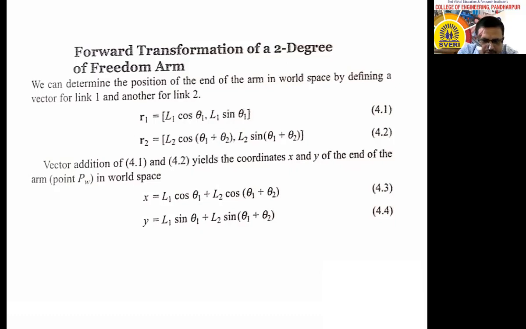Vector addition of 4.1 and 4.2 yields the coordinates x and y of the end of the arm, that is point PW in world space. Therefore, x is equal to L1 cos theta 1 plus L2 cos of theta 1 plus theta 2, equation 4.3. y is equal to L1 sin theta 1 plus L2 sin of theta 1 plus theta 2, equation 4.4.